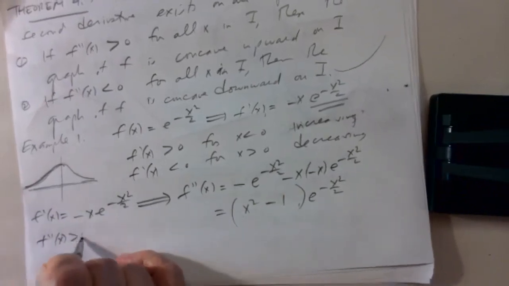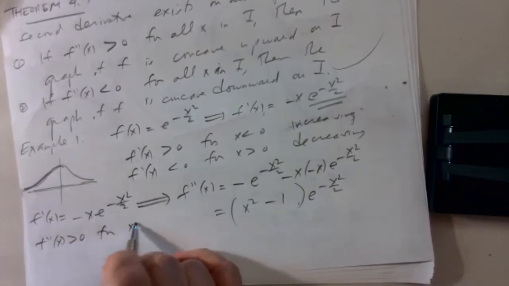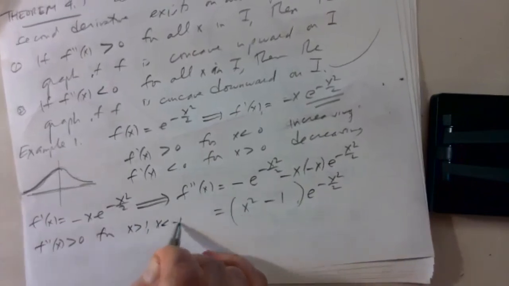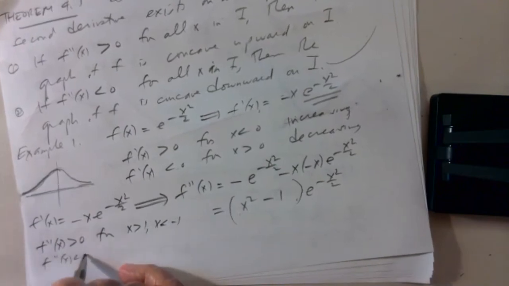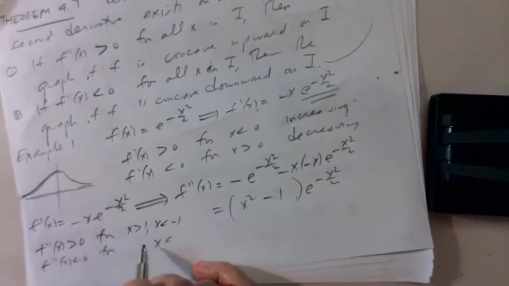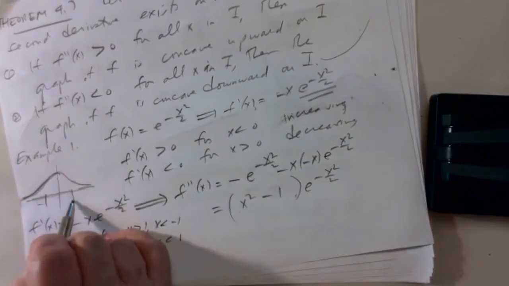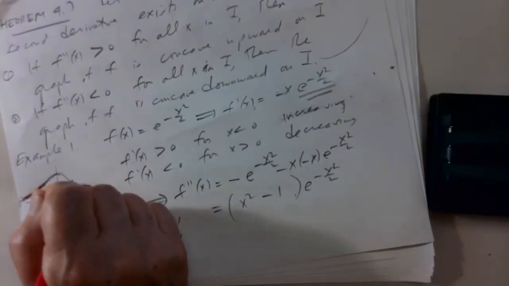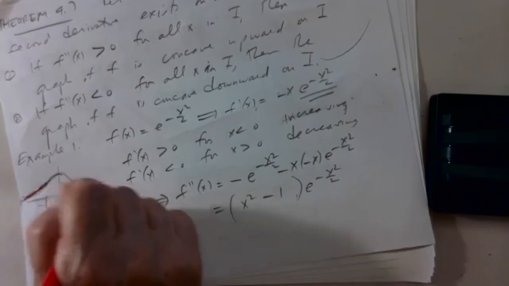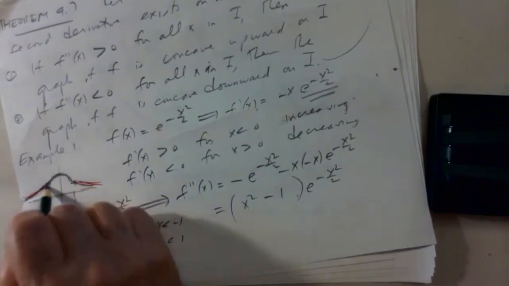So f double prime of x is positive for x bigger than 1 or less than minus 1. And f double prime of x is negative for x strictly between minus 1 and plus 1. So this is minus 1 and plus 1 on the curve. The function is concave up till it gets to minus 1. It's concave up when x is bigger than plus 1. But between minus 1 and plus 1, the curve is concave down.